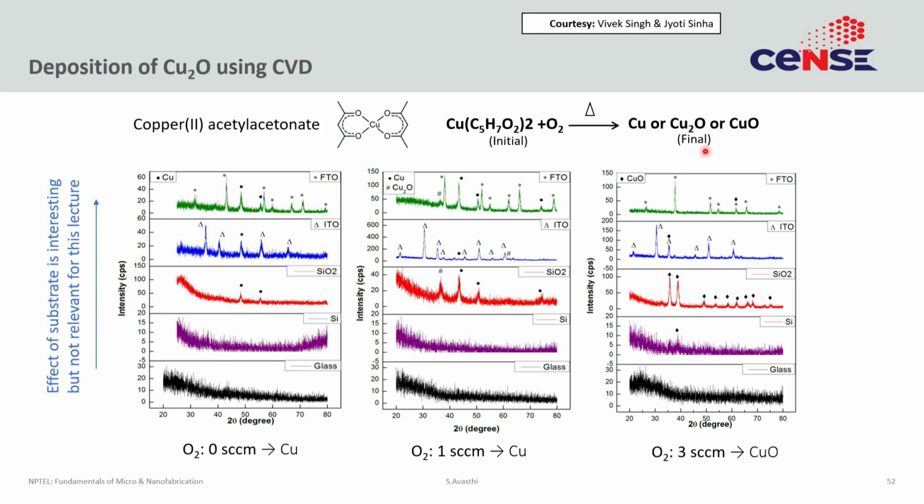And it really depends upon a lot of details. For example, how much oxygen you are flowing. So if you don't flow any oxygen, we tend to get copper. So here is an example where on silicon dioxide, we see these peaks which correspond to copper.